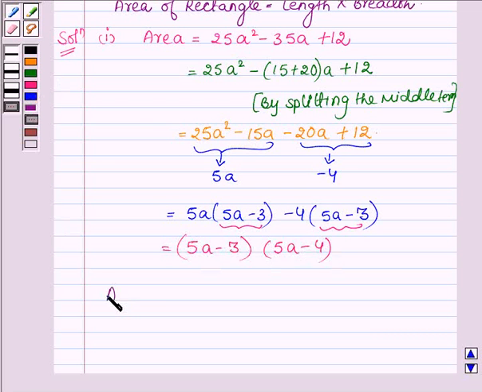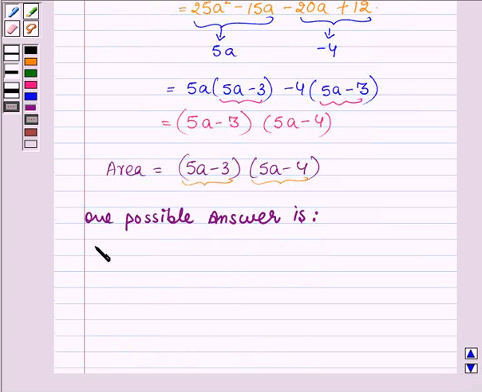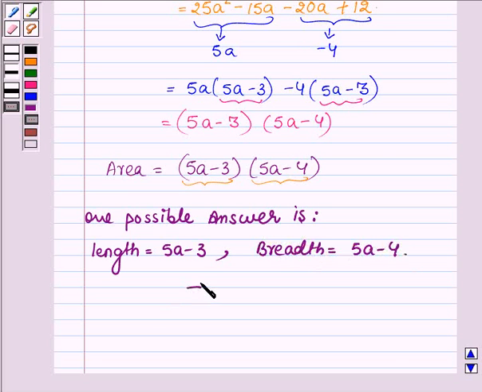And thus the area is equal to 5a minus 3 into 5a minus 4. And now as we know, area of rectangle is equal to length into breadth. So one of these two binomials is length and another one is breadth. So one possible answer is, length equal to 5a minus 3 and breadth equal to 5a minus 4. So this completes the first part.